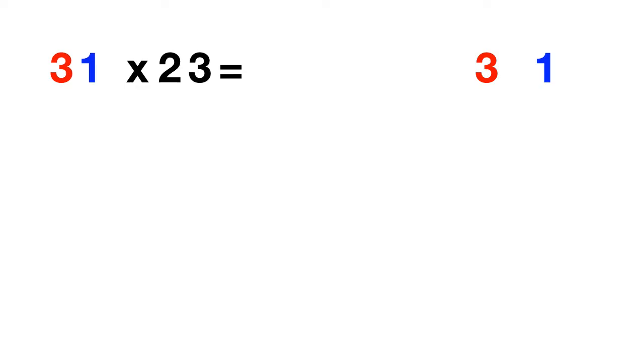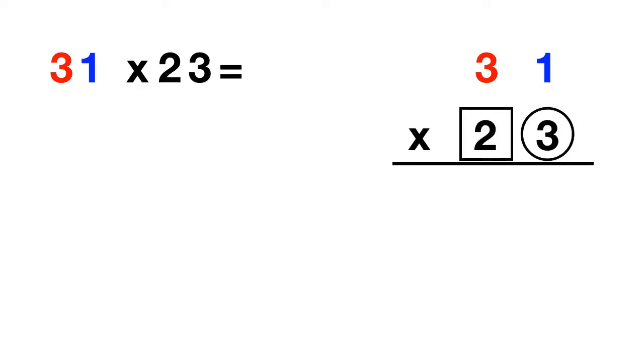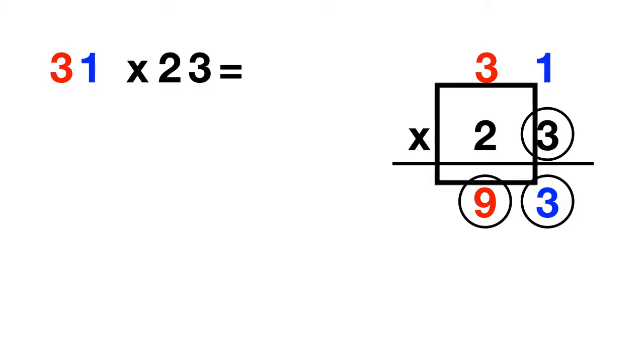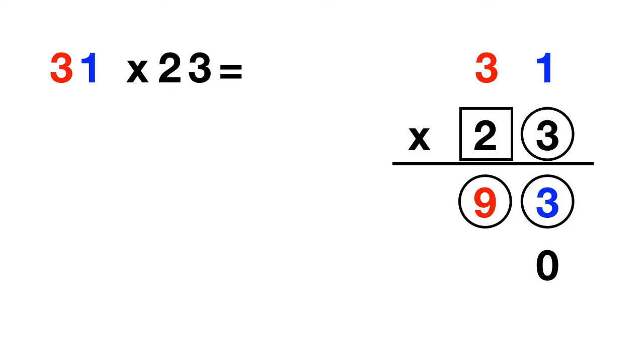Now it's time for you to practice on your own. Use the standard method to figure out what 31 times 23 equals. Well, you can write out 31 times 23, and we'll use shapes to stay organized. First, we'll do 3 times 1, which is 3, and then we'll do 3 times 3, which is 9. Now we're done with our ones place, the circles. We can move on to our squares. You must remember your placeholder 0.